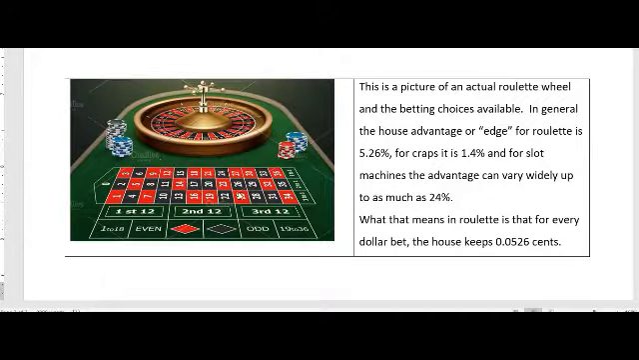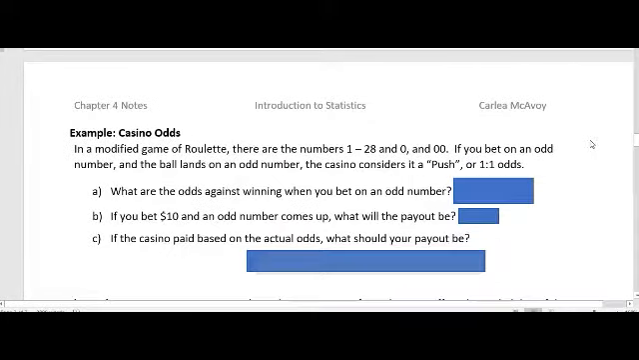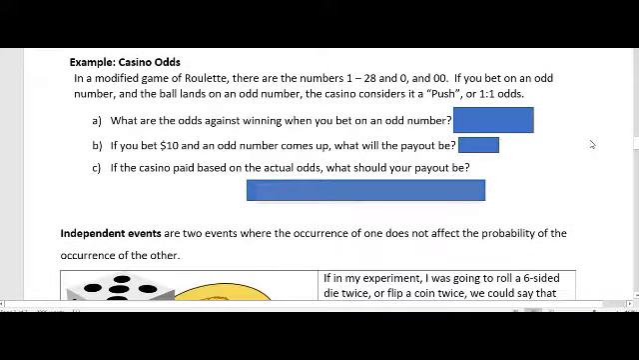Okay, so I wanted to explain what that was before we did the next problem, where we're talking about a roulette wheel. Notice the roulette wheel goes up to the number 36. In this one, our modified casino game, a modified game of roulette has the numbers 1 through 28, 0 and double zero. There's always 0 and double zero in roulette, and they don't count as odd or even. If you bet on an odd number and the ball lands on 0 or double zero, the casino would consider that a push, and a push means 1-to-1 odds.